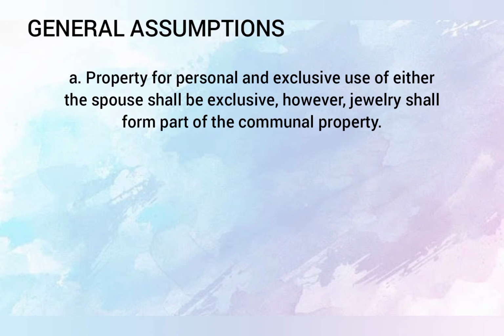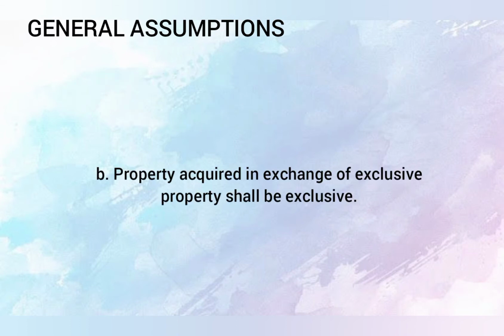However, when it comes to jewelries under the absolute community of the property, jewelries will always be a communal property regardless of whether these jewelries are used exclusively by the wife or the husband. Under absolute community, jewelries will always be communal property. Another assumption, property acquired in exchange of exclusive property shall be exclusive. Here, for example, if the husband bought a property using his exclusive money, whatever property he acquired in exchange with those exclusive money will always be an exclusive property. And the same goes with the wife.